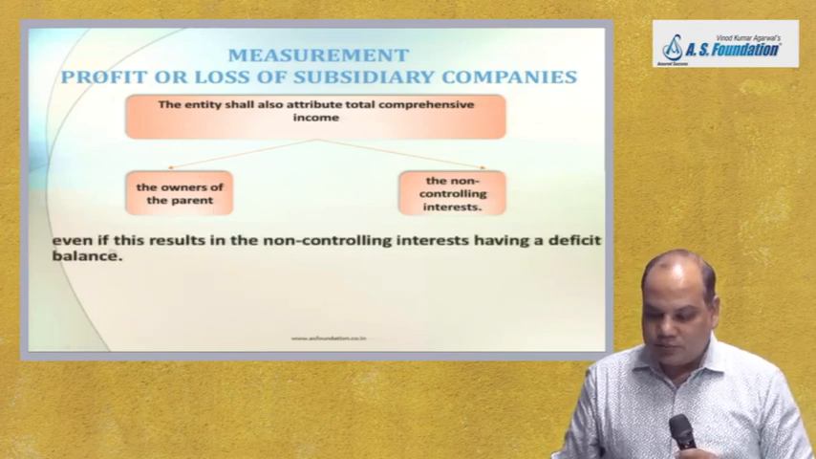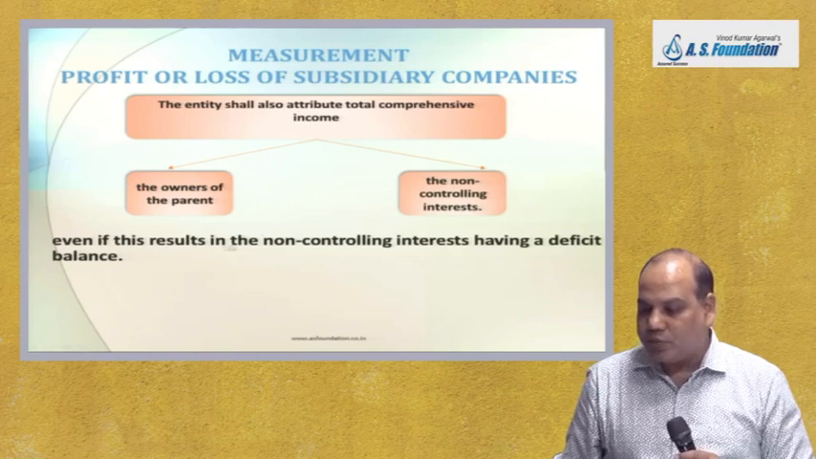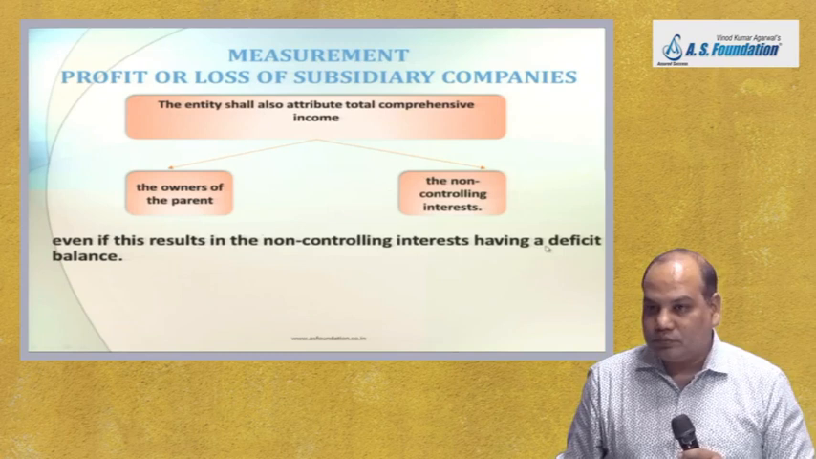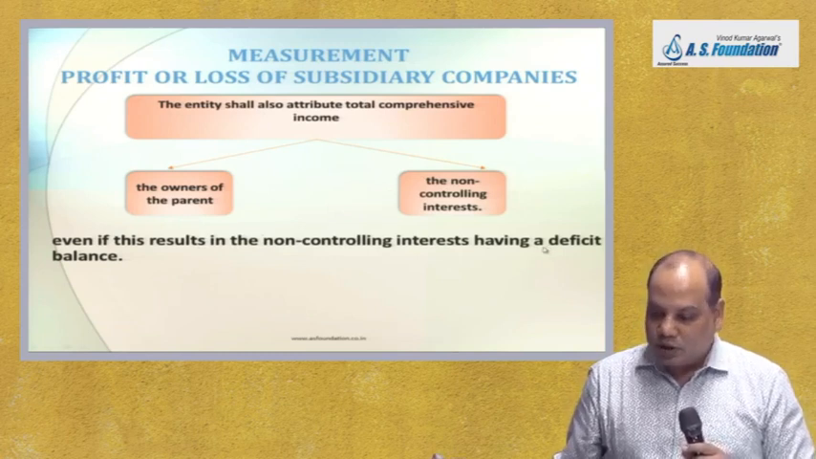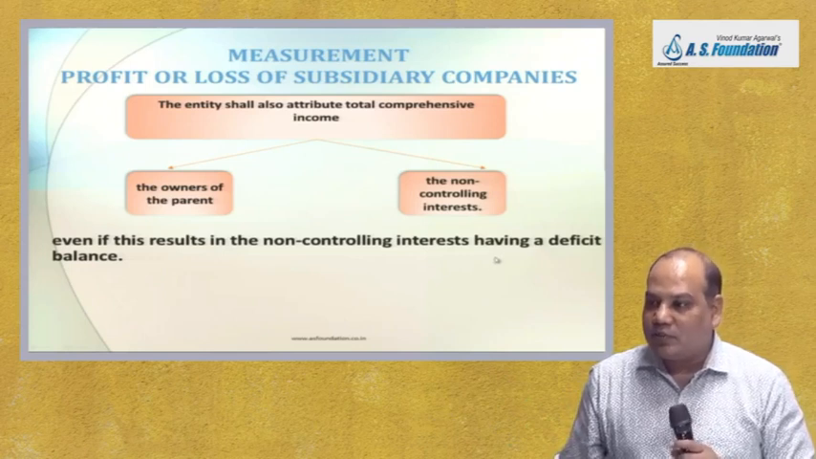Now this standard says when you apportion the gain or loss to NCI, it is possible that NCI may be negative. No problem. NCI can be negative also. NCI balance can be negative.